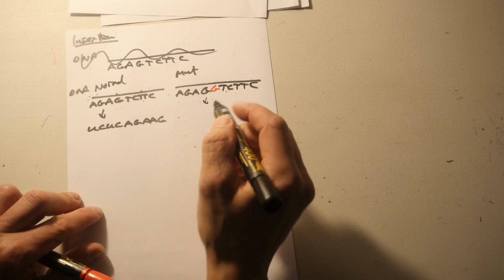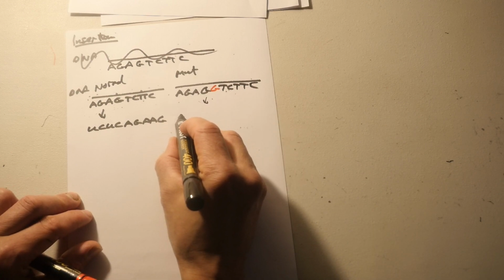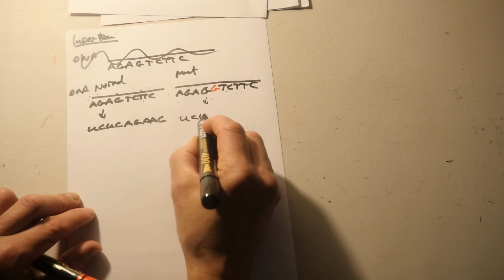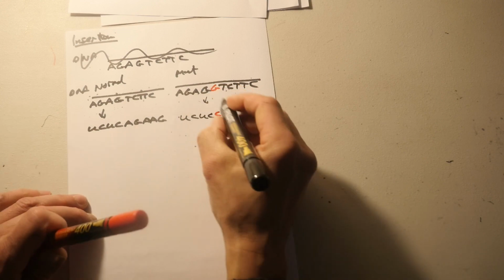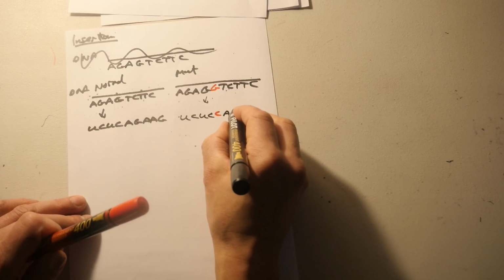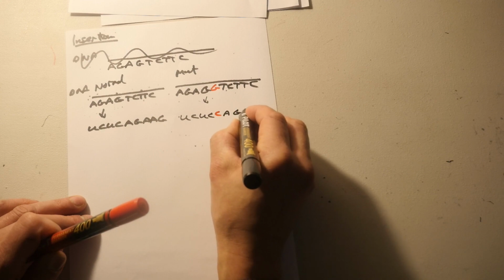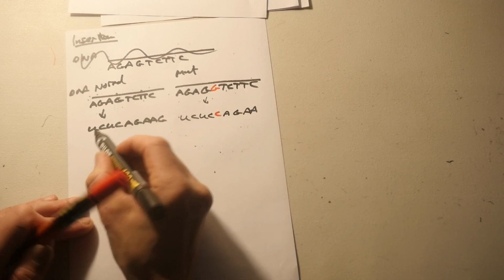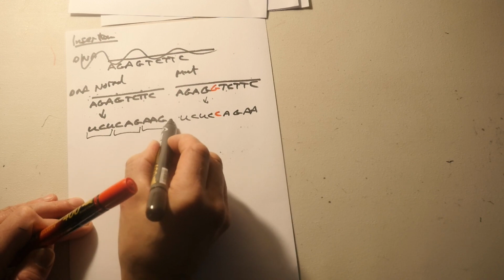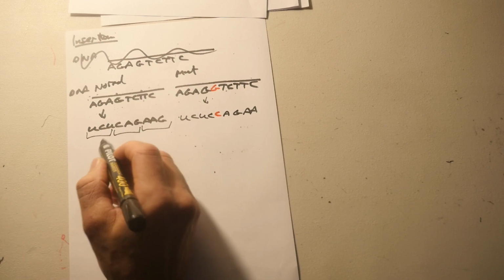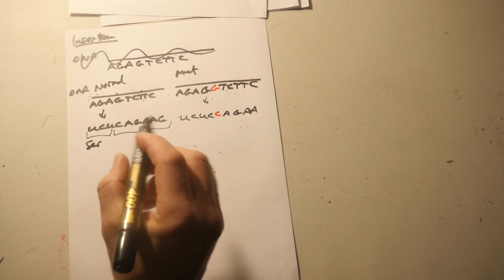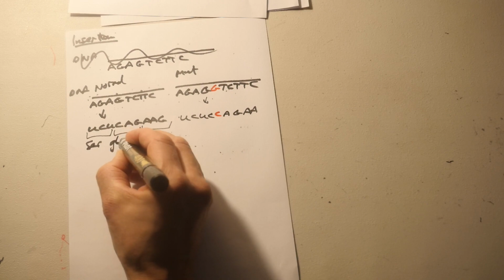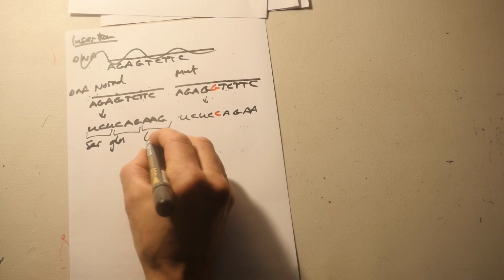So that becomes U, C, U, C, C, A, G, A, A, okay? And so when you make the amino acids of these, UCU is a serine, CAG is glutamine, okay, and AAG is lysine.